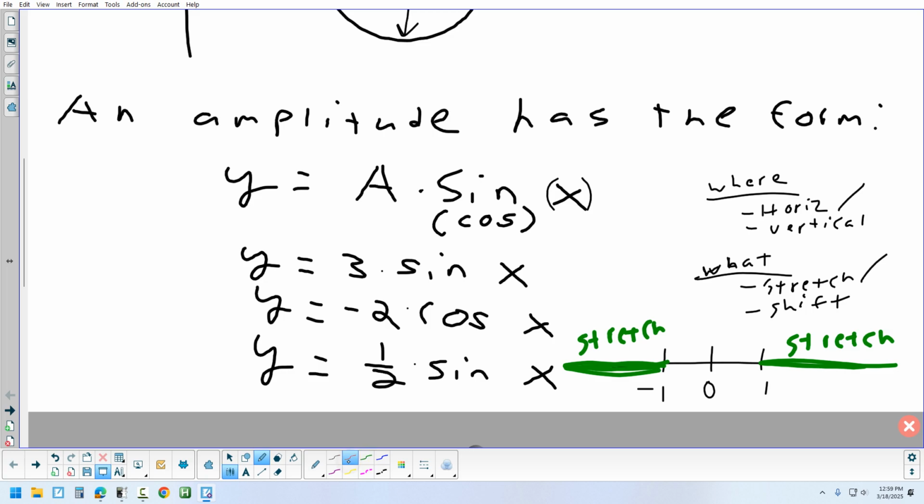And what's going to happen between -1 and 1? Gonna shrink. Yeah, that's going to compress it. So a number like 0.5, 0.7, -2/3, anything that's between -1 and 1 will cause the graph to compress. Anything in the green causes it to stretch.